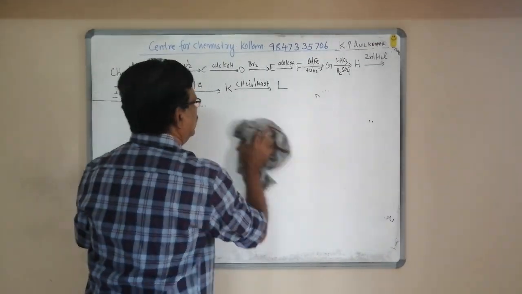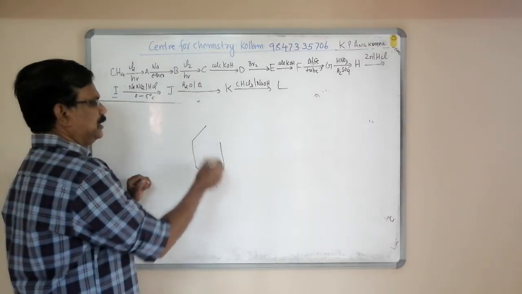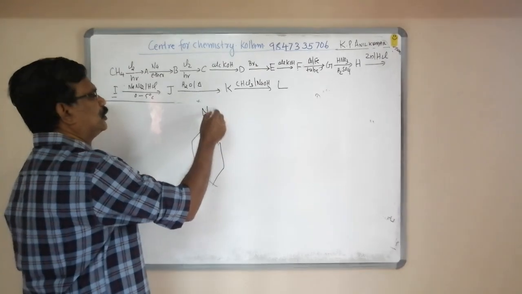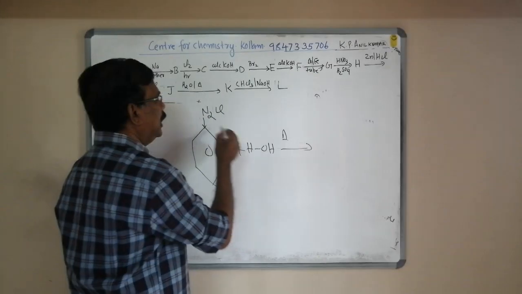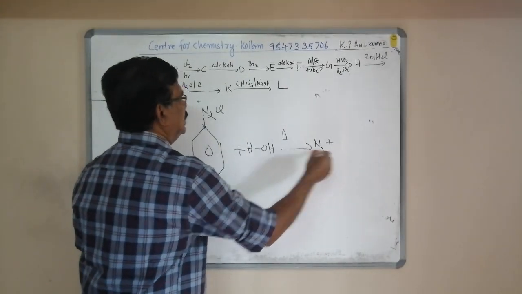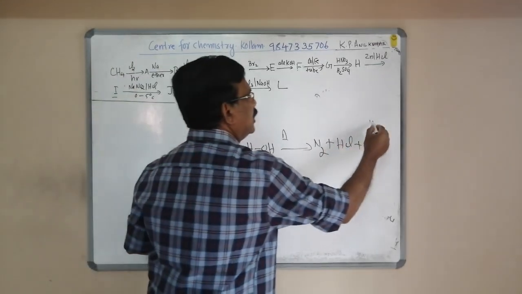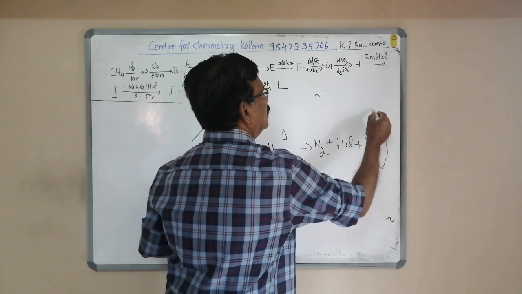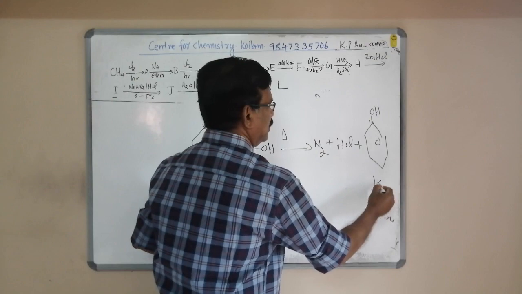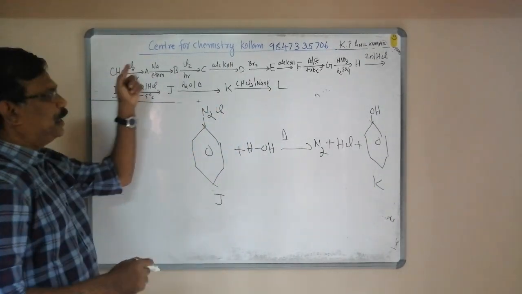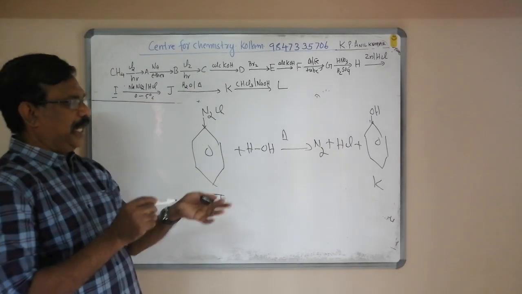Then J to K. J is benzene diazonium chloride. On warming the solution with H2O, N2 is removed as N2 gas, Cl is removed as HCl, and OH will connect there, and phenol is obtained. So K is phenol. J to K. So methane to phenol. Then K to L.